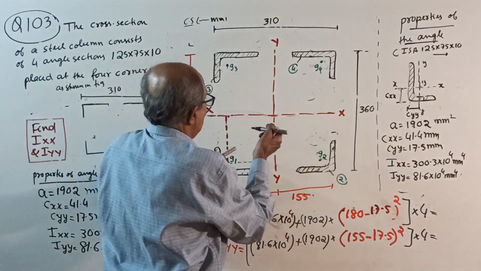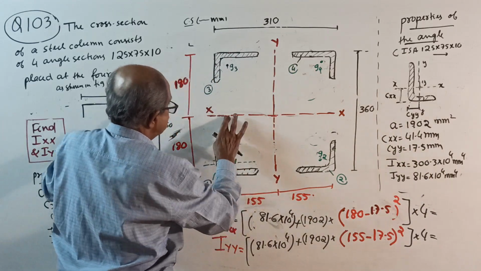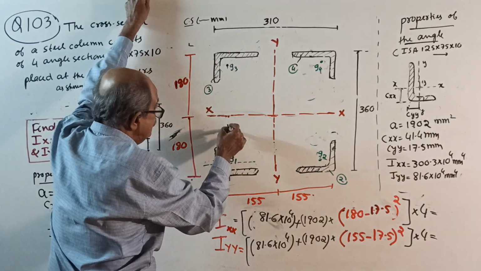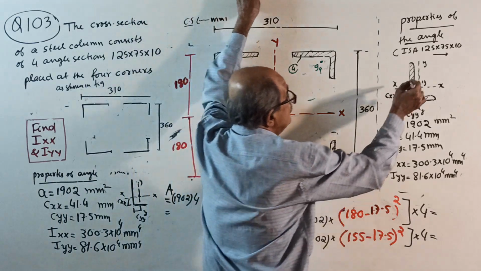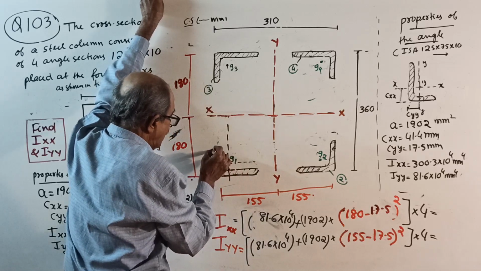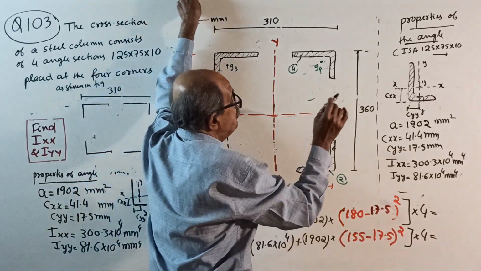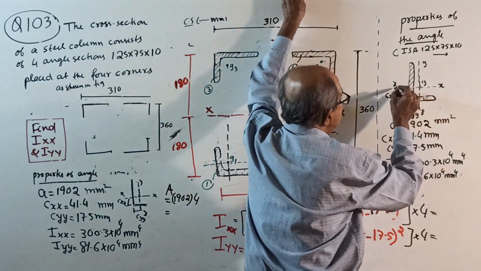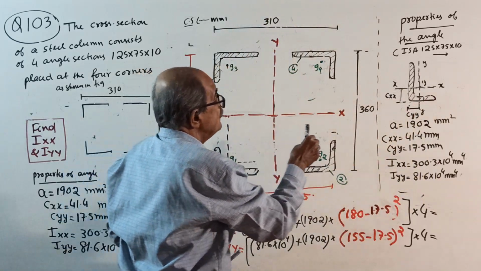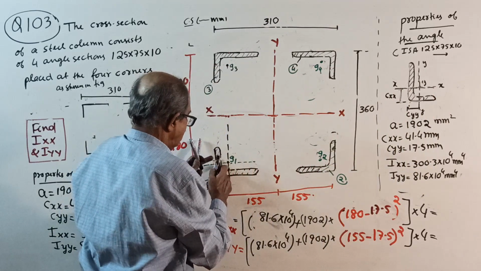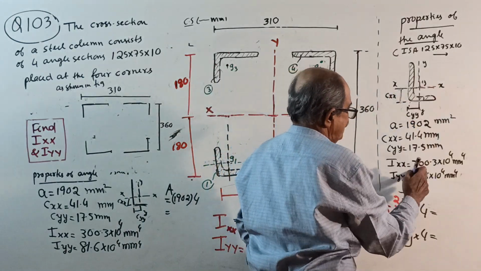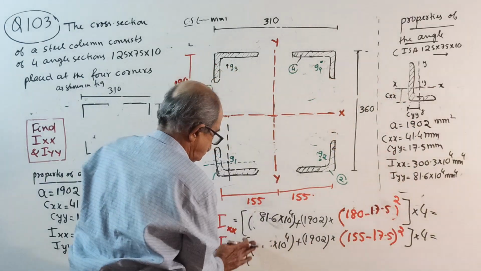Now, I about YY. First come here. I about its own centroidal axis. This centroidal axis is not that centroidal axis here. This centroidal axis is parallel to the shorter edge. This is the centroidal axis, parallel to the shorter leg. This axis is that axis, that is 300.3 × 10^4.